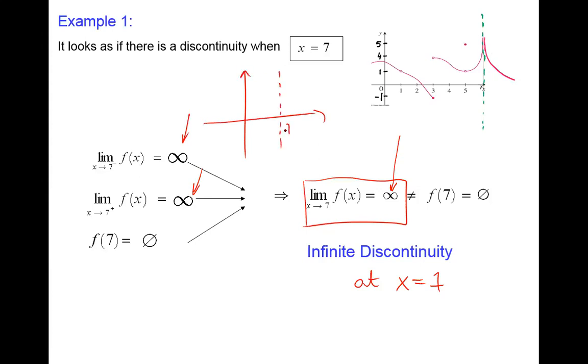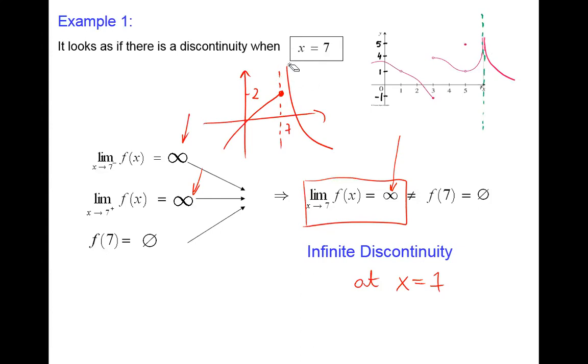Let's say we may have a function like that. We can see on the left-hand side we even have a value. The limit is 2. On the right-hand side, the limit is infinity. We will still call this an infinite discontinuity.